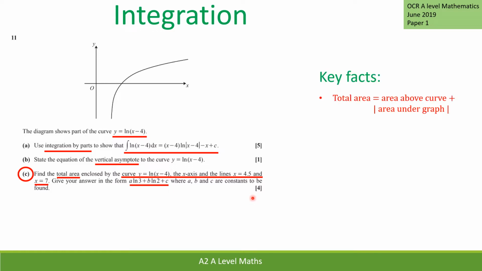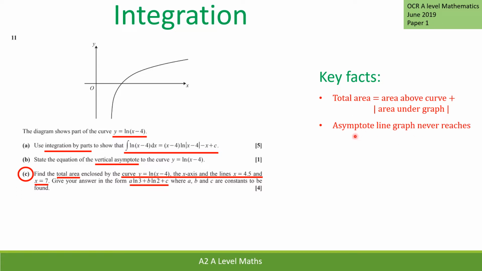The key facts that we need to be able to answer this question. The word total area: because it says total area, it means you are going to be looking at a positive area up here, and this is going to be a negative area on the left-hand side underneath the curve, so you're going to have to make that positive. So your total area is the area above the curve, which you can work out nice and easily, plus the area underneath the curve. But you've got to take the modulus of it. You've got to make that answer positive in order to be able to work out the total area.